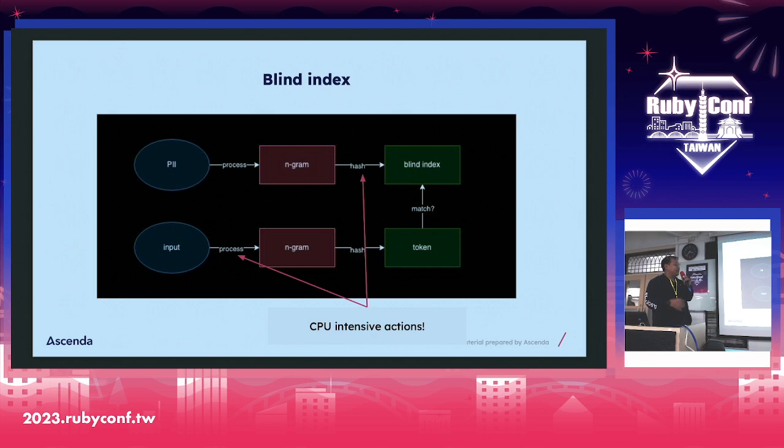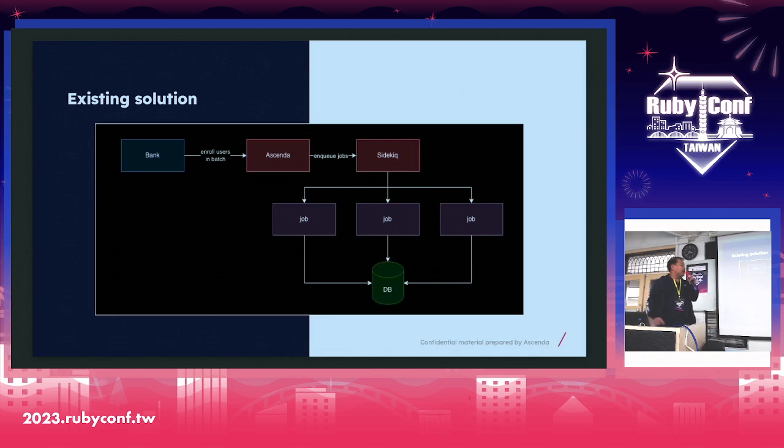Because it is CPU intensive, with the current implementation of threads, even though we parallelize it, the process will be pretty slow. So our existing solution to use multiple cores is like this: every day the bank will give us a batch of users, usually around 200,000, and then we will enqueue a job to our Sidekiq, and for each user we usually do a job of encrypting the user data and creating the blind index.